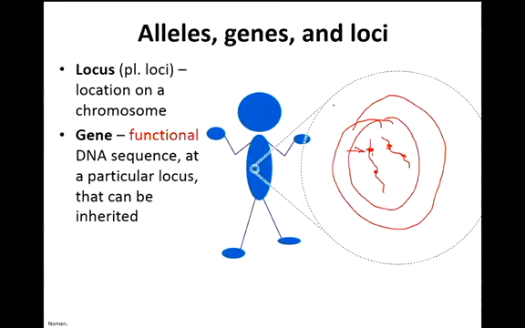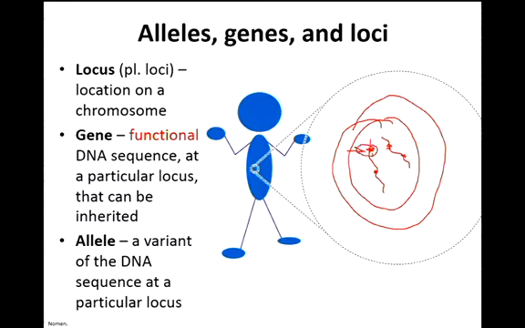But then if there is a functional sequence there, a gene, then there could be differences in the sequence at that particular place. Okay? So for example, maybe at this bottom location here, maybe this location reads G-A-T-T-C. Maybe at this location it reads G-T-T-T-T-C instead. So the different variants of that DNA sequence is what we term an allele.